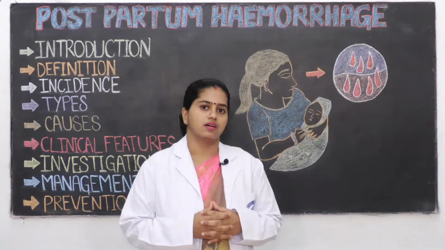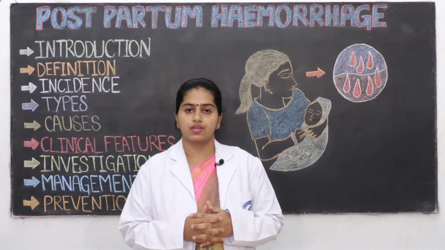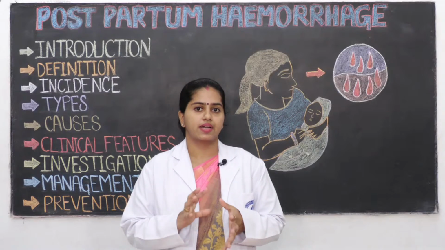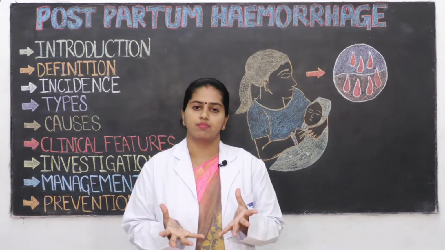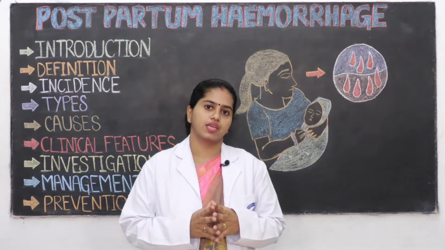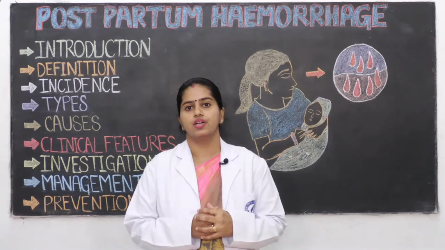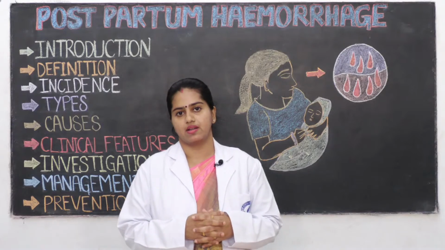Or balloon tamponade. For the balloon tamponade, we can use a Foley's catheter, condom catheter, or Bakri catheter. The catheter can be inserted through the cervix into the uterus, and the balloon inflated with 100 to 200 ml of normal saline. This can be kept for 4 to 6 hours. This gives pressure on the uterus and helps minimize the blood loss.